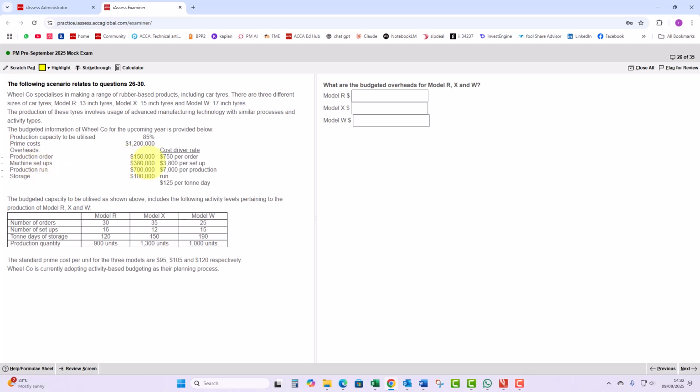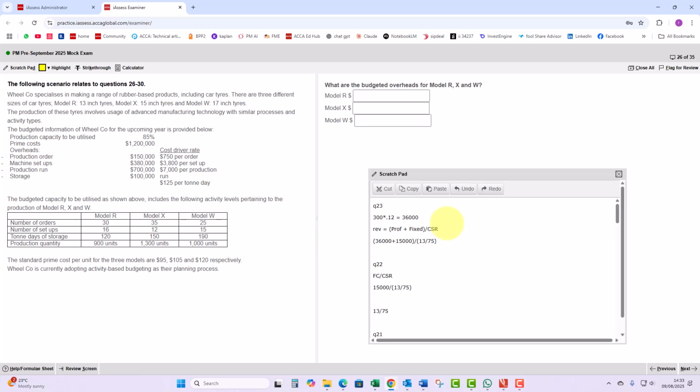Machine setups 380,000 or 3,800 per setup. Production runs 700,000 or 7,000 per production. And storage, I think the alignment's gone, so it's 7,000 per production run. And storage is 100,000 or 125 per ton day. Yeah, the formatting's a bit off there, so that's a bit unfortunate. The budgeted capacity to be utilised as shown above includes the following activity levels pertaining to production. We've got number of orders, number of setups, ton days of storage and production quantity. Standard prime cost per unit for the three models is here.